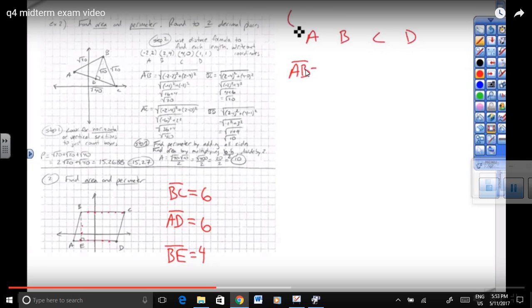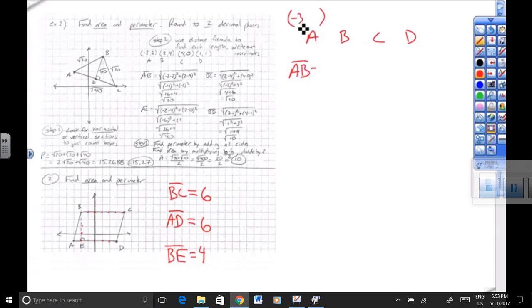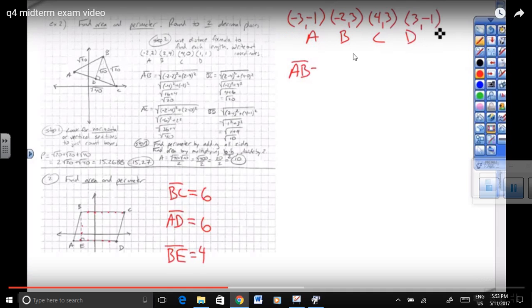So listing out all my coordinates, A, B, C, and D. A is negative 3, negative 1. B is negative 2, 3. C is 4, 3. And then D is 3, negative 1. Make sure you're writing the coordinates accurately.